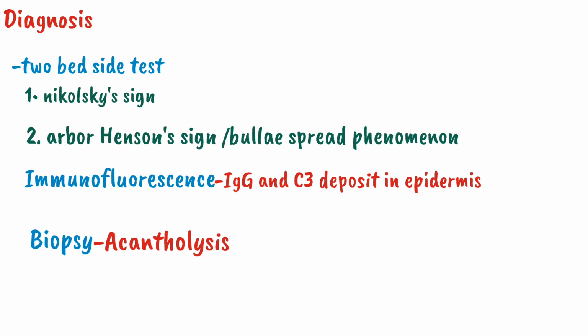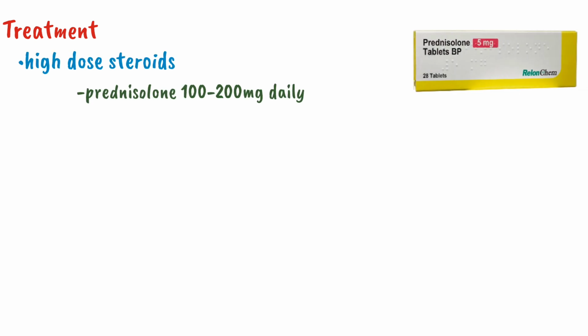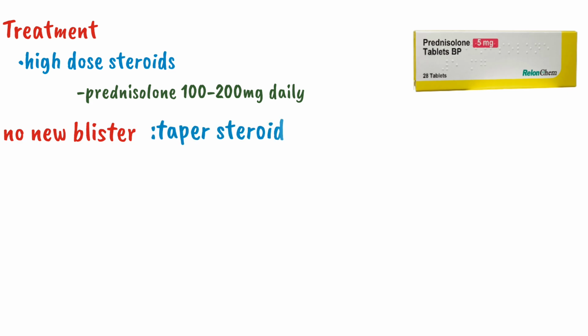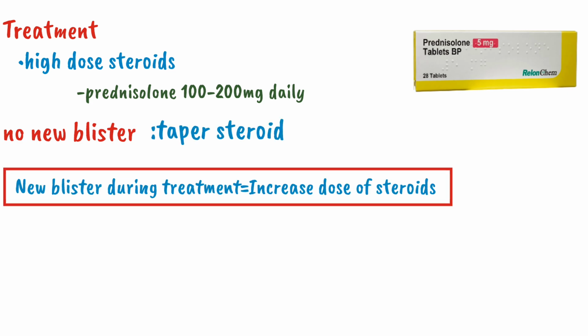Now let's come toward the treatment of Pemphigus vulgaris. To treat Pemphigus vulgaris, we can use a high dose steroid. Remember that a high dose steroid such as prednisolone, in a dose of about 100 to 200 mg, should be used daily. And when there is no new blister formation, the steroid should be tapered. And if there is formation of a new blister during the treatment, we should increase the dose of steroid. But remember that we should give maintenance therapy throughout life. Apart from this steroid, we can use some immunomodulator and biological agent.